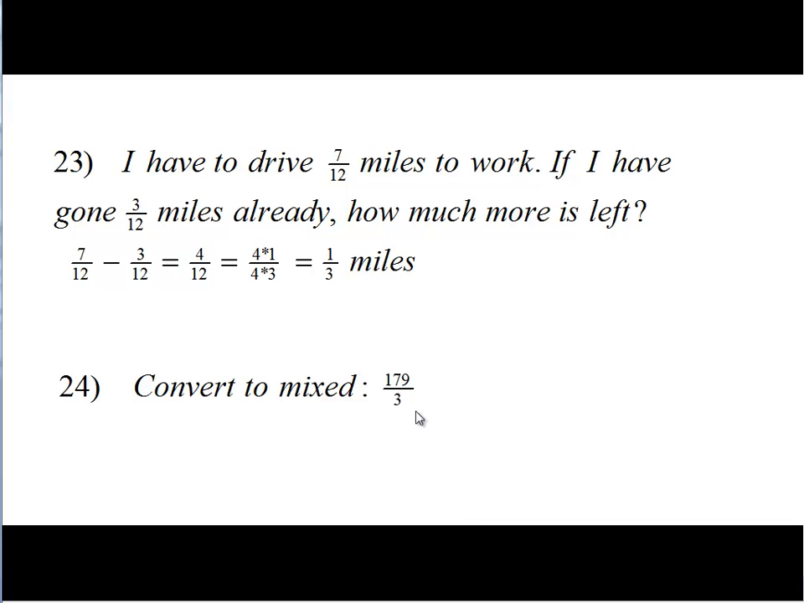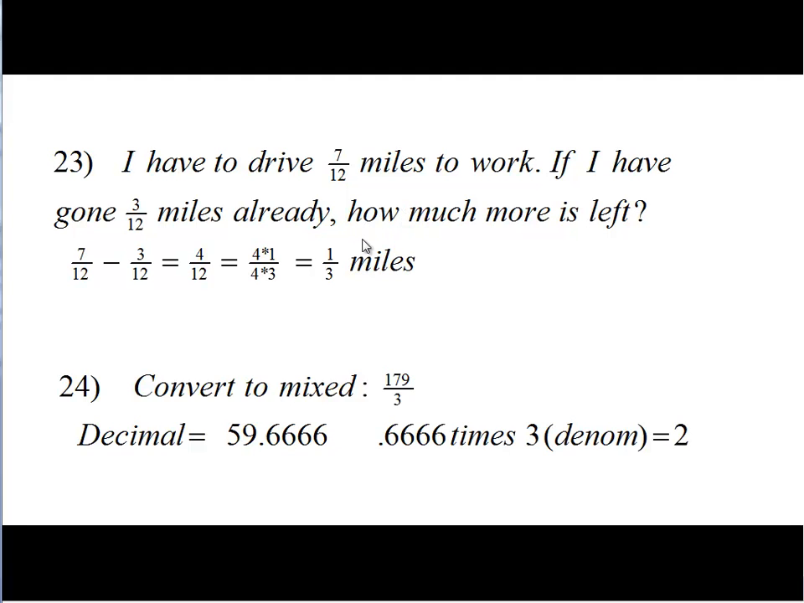Convert to a mixed fraction. Just type these in your calculator. 179 divided by 3 gives you 59.6666. Then take this decimal, 0.666, multiply by the denominator, which is 3, and you get the number 2. And that's going to be the top of your fraction. So it's 59. When we multiplied this decimal times the bottom, we got 2. So it's 2 out of 3.